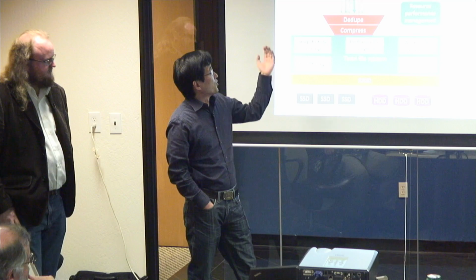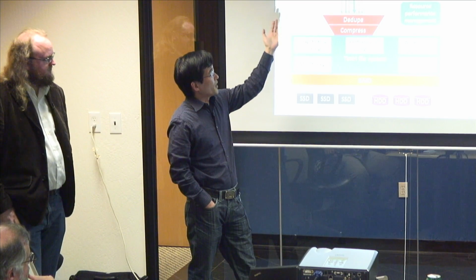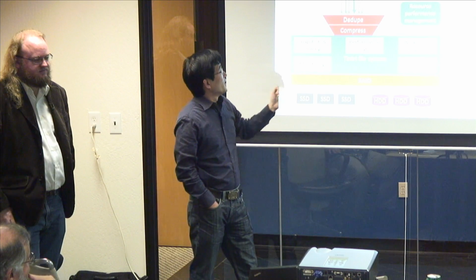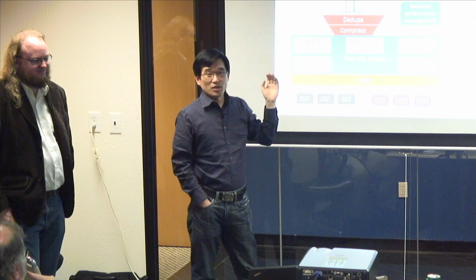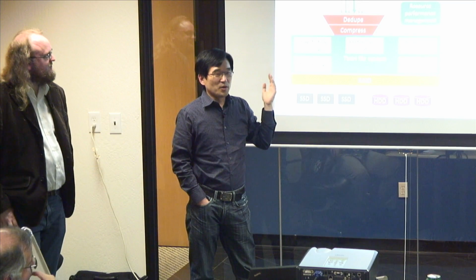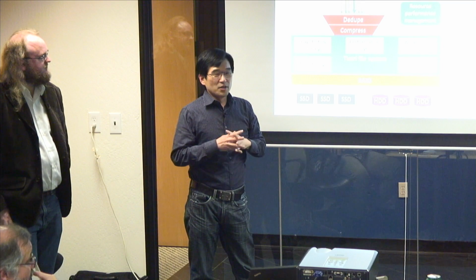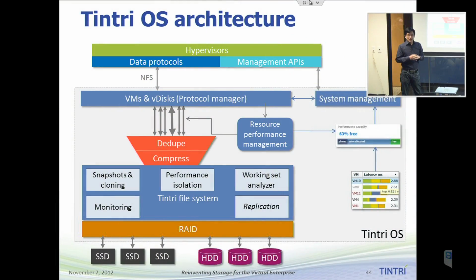Last time we discussed how the VM store takes I/O requests from the hypervisor over protocols like NFS or whatever those hypervisors use. Then we have a protocol manager that maps all of those operations down into per VM and per vdisk operations. So internally to our storage system, we know for each I/O request what VM or vdisk issued it. This allows us to perform performance isolation and quality of service on a per VM and per vdisk basis. And that is what is illustrated by these lines here.